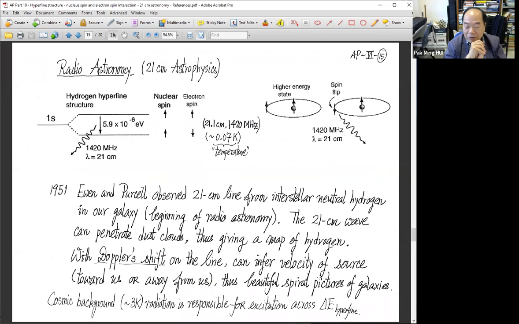Okay, another reason is that it is the basis of radio astronomy. Because of this line, is so low in energy.